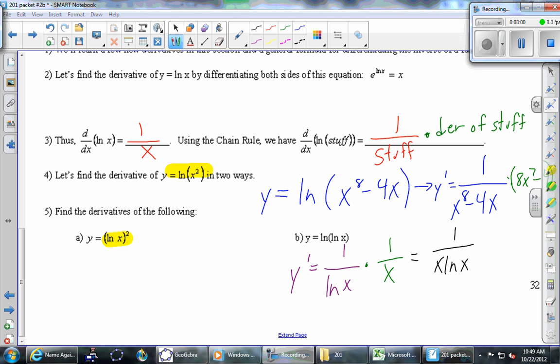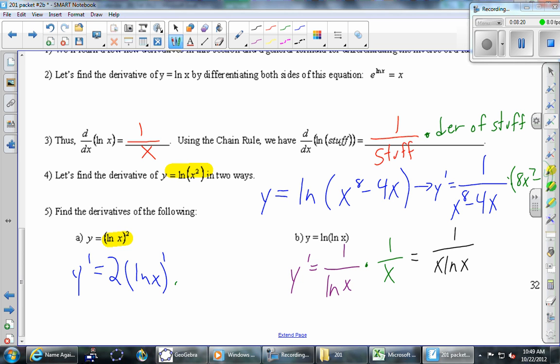Okay, let's get our answer here. Y prime equals, what comes in the front? 2 times ln of x. We copy. What's the new power? 1. You don't need to write it, but I will. Times, I'll put it in green again. What's the derivative of the stuff? 1 over x. You could use the product rule.